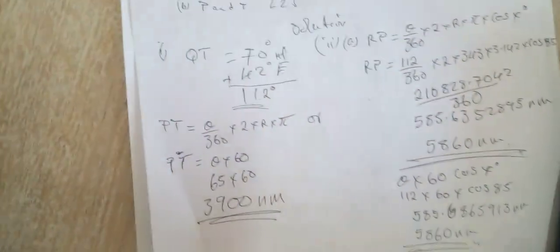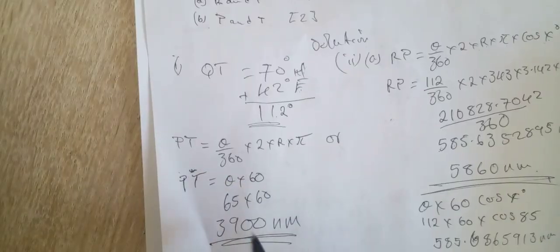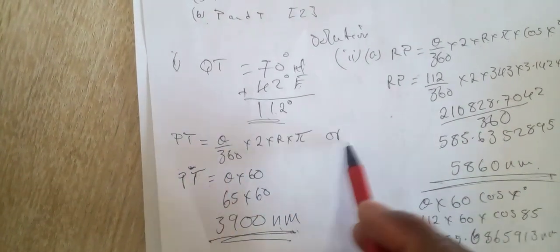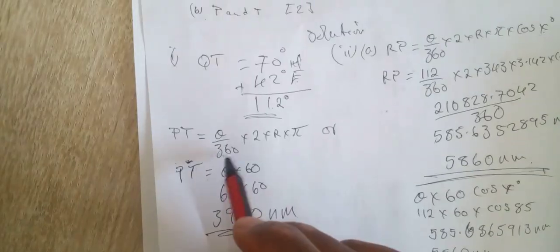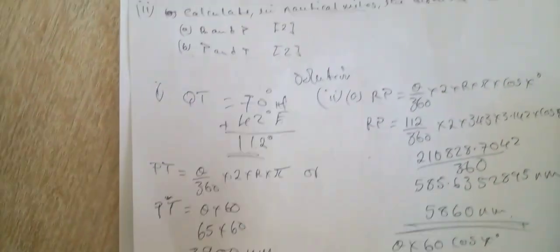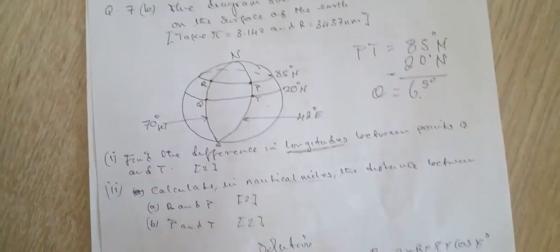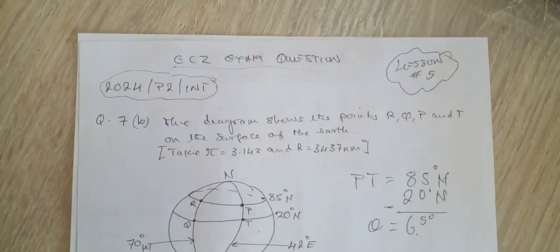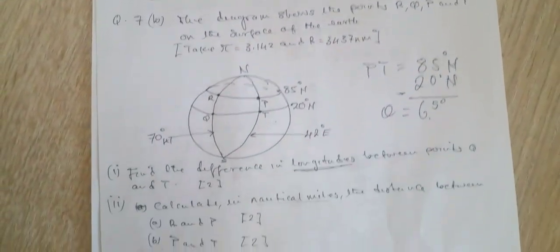So this is a straightaway method. You use this one because the answer is in nautical miles, so you can use this formula instead of wasting a lot of time with this one. If you want, you can use this one. You still find this answer. There is no difference. So this is how you were supposed to answer 2024 paper 2 internal, question number 7B. So this is how you work it out.